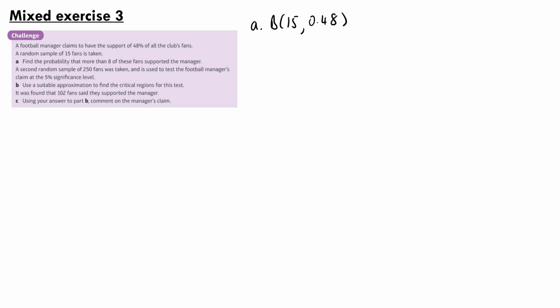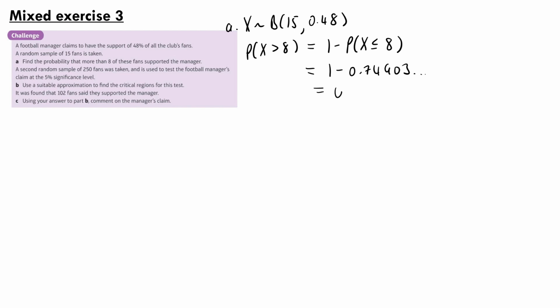Okay, and now we want to find the probability. I should have written really here, X is modeled by that distribution. Then we can find the probability that X is greater than 8, the probability that more than 8 of the fans supported the manager. That is equal to 1 take away the probability that X is less than or equal to 8. And putting that into your calculator will give you 1 take away 0.74903, which is 0.251 to 3 significant figures.